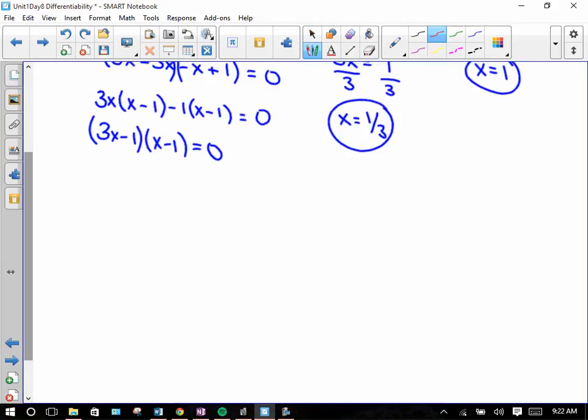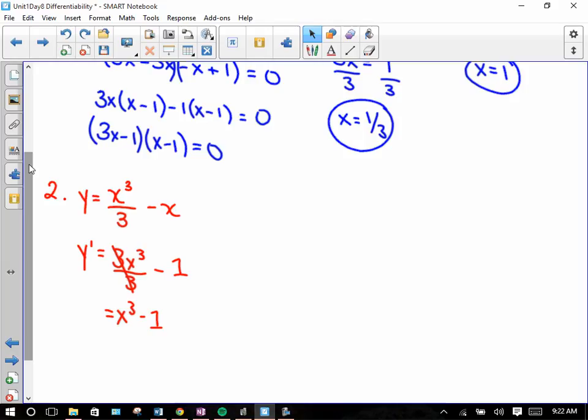R equals x cubed divided by 3. Not x3, x cubed. All this is asking us to do is find the derivative. So y prime is equal to 3x cubed divided by 3 minus 1. Those 3s cancel out, so that is x cubed minus x squared.